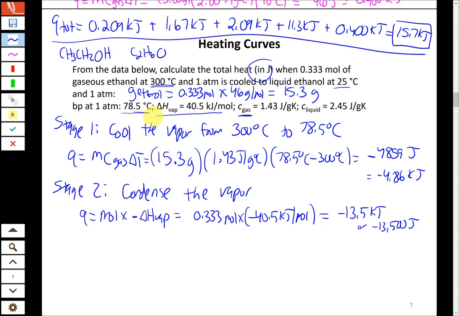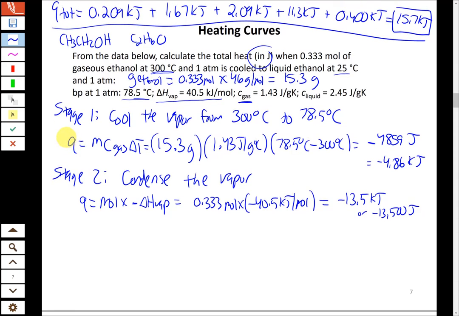So when you're going from gas to liquid, you need to switch the sign of the vaporization enthalpy from positive to negative. And here we're cooling the substance down, so all the heat terms should be negative as you're going from higher temperature to lower temperature. And then finally, stage 3 is going to be to cool that liquid. So at 78.5, we've converted it all to liquid.